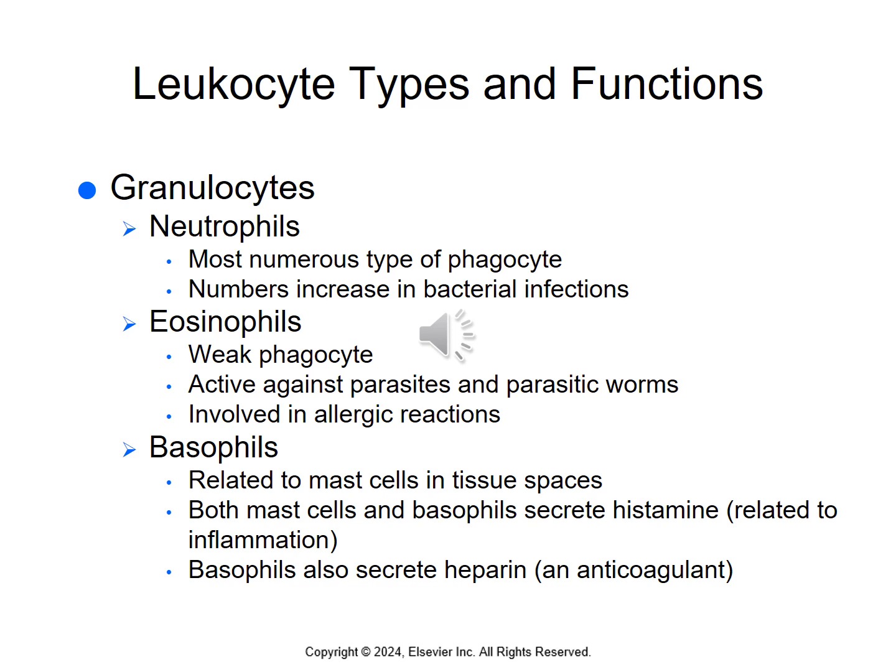Basophils. Basophils related to mast cells in a tissue, and these mast cells and basophils secrete histamine, which causes inflammation. Basophils also secrete heparin, which is an anticoagulant and prevents clotting. Or your book states that heparin helps prevent the blood clotting as blood flows through the blood vessel of the body.